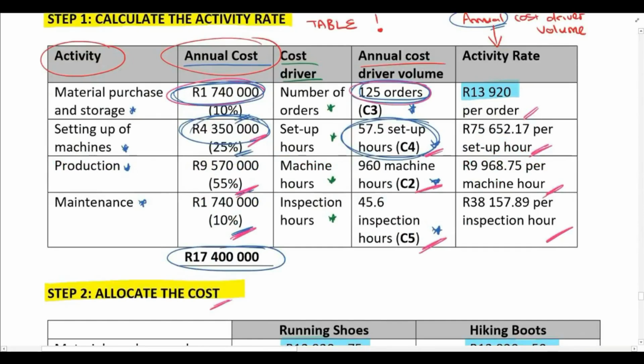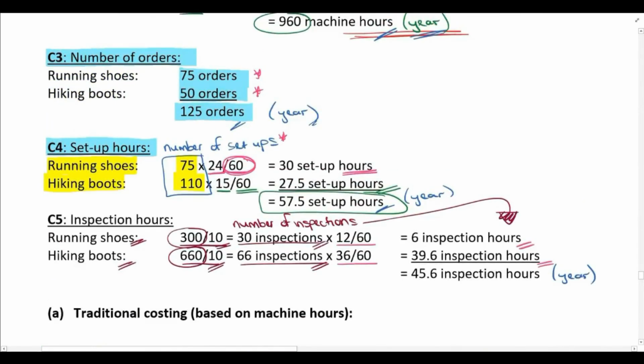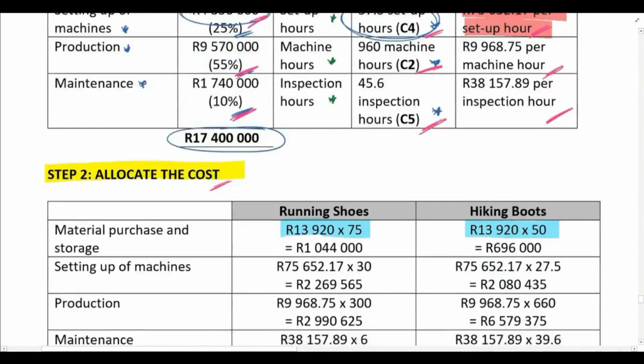And we do the same thing. Take the rate per setup hour, and we are going to multiply it by the number of setup hours for running shoes and for hiking boots. Can you see what I'm doing?